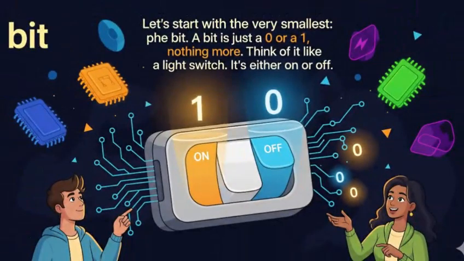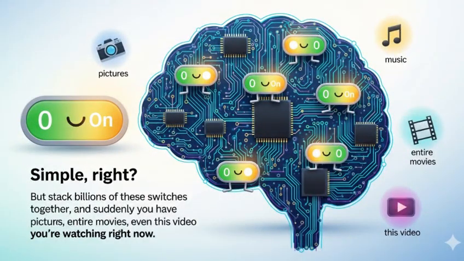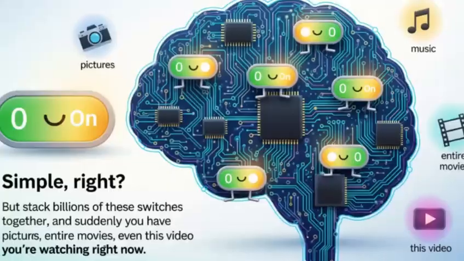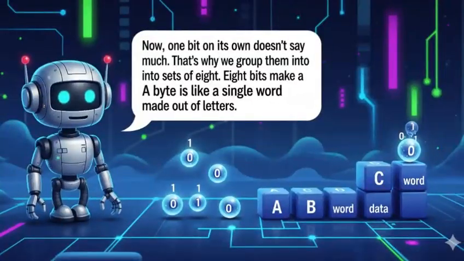Let's start with the very smallest piece, the bit. A bit is just a 0 or a 1, nothing more. Think of it like a light switch. It's either on or off. Simple, right? But stack billions of these switches together and suddenly you have pictures, music, entire movies, even this video you're watching right now.